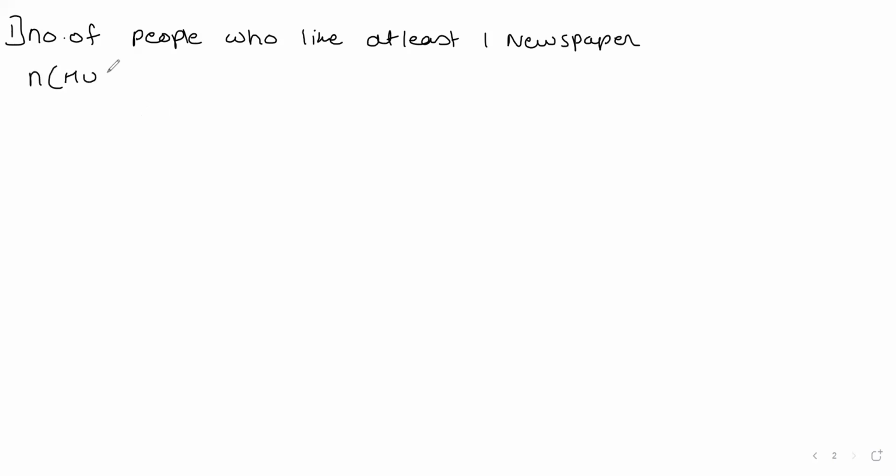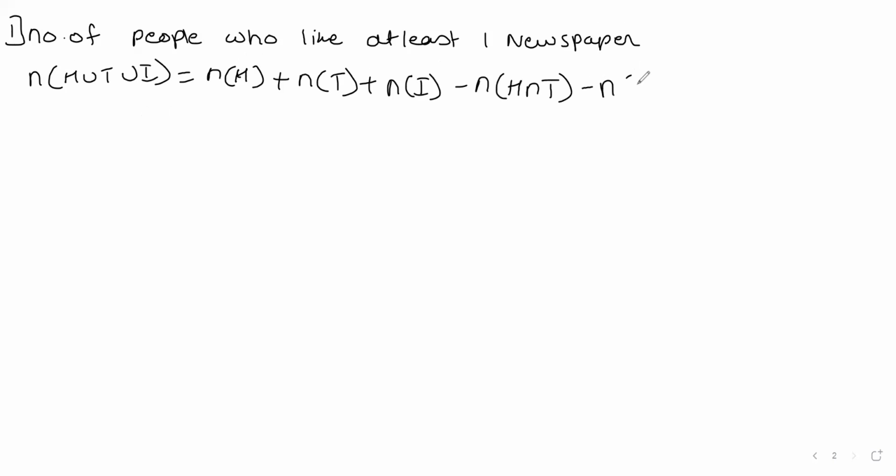First, the number of people who like at least one newspaper is denoted by H union T union I, and it is given as number in H plus number in T plus number in I minus number in H intersection T, number in H intersection I, number in I intersection T, plus number in H intersection T intersection I.